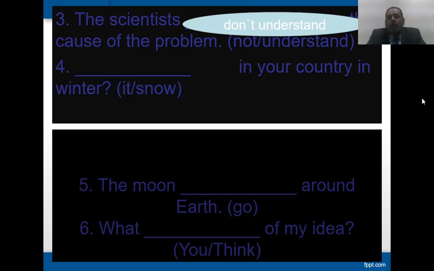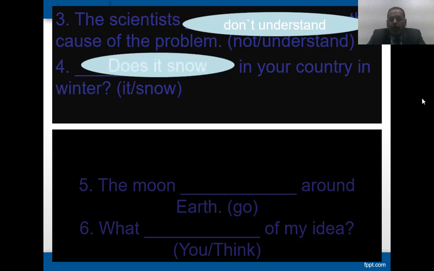Here another one. It's a question. In your country, in winter, I want to ask about snow. So, what am I saying, is it snowing or does it snow? I ask about habit or effect in general, so I use does. Yes, does it snow? That's right.